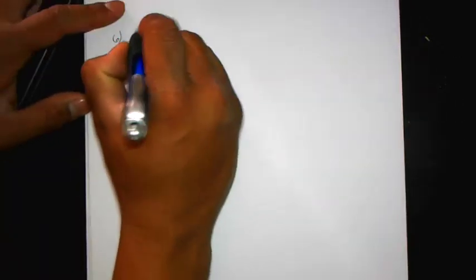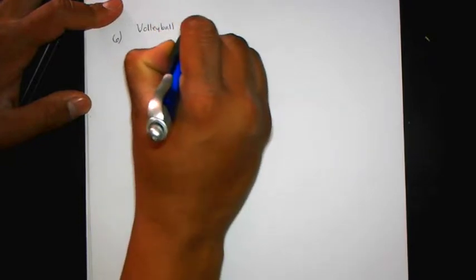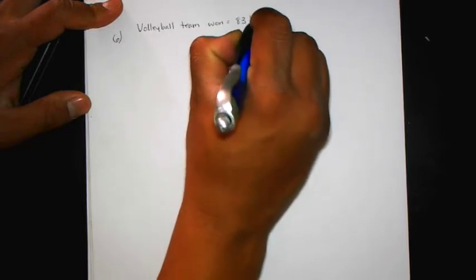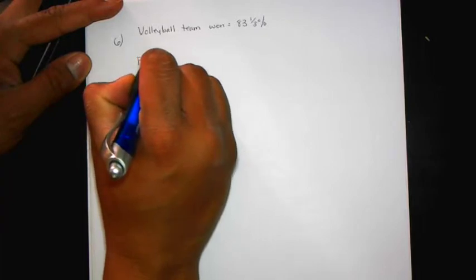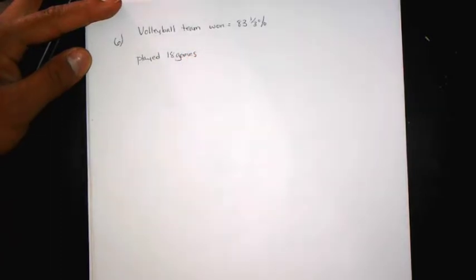Okay, so I'm going to continue by working on problem number 6. Problem number 6 says the volleyball team won 83 and 1/3% of their games last season. So a volleyball team won 83 and 1/3% of their games. If they played 18 games, how many did they lose?